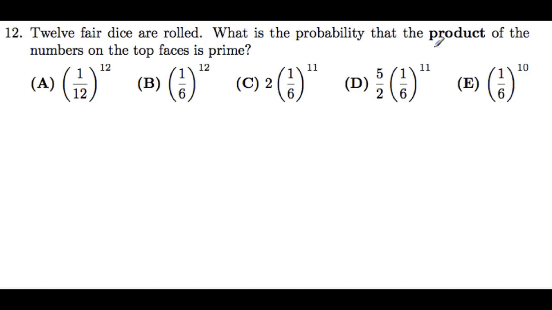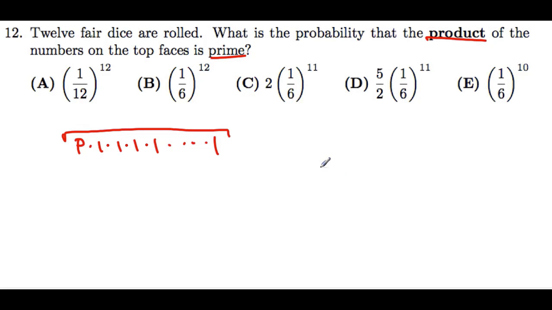Alright, let us look at number 12. The 12 fair dice are rolled. What is the probability that the product of the numbers on the top face is prime? How can we have the product to be a prime number? That means there's only one prime, and then the rest of them should be 1. That's basically what has to happen.